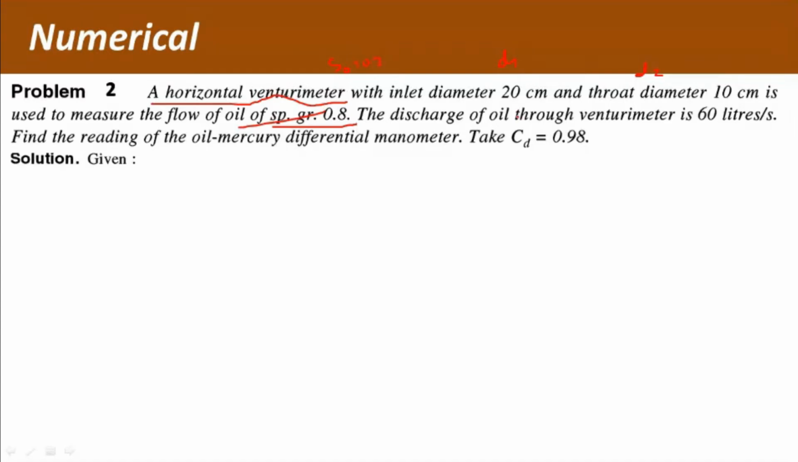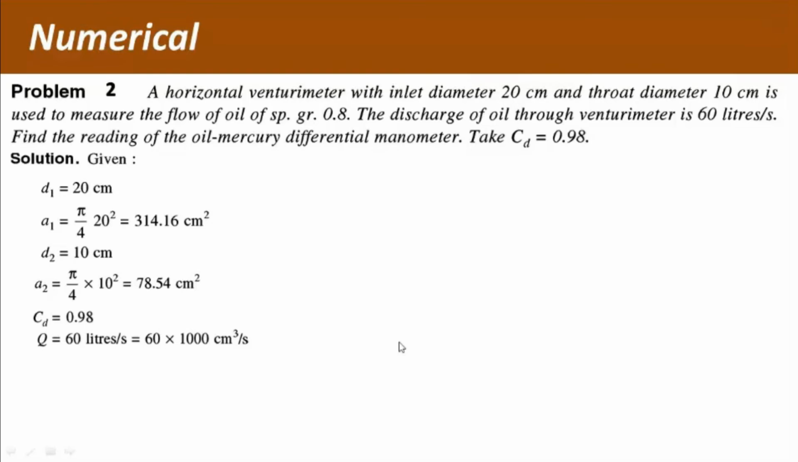Then the discharge through the Venturi meter. Here you are directly given Q actual, and CD is given, so basically Q actual is 60 liters per second. That means 60 into 10⁻³ meter cube per second. Or if you want to calculate in centimeters, you have to multiply by 1000, so it is 60,000 centimeter cube per second. Find the reading of the oil mercury differential manometer. That means you have to find h, and after finding h you have to find x, because whichever fluid you use there will give you the value of x.